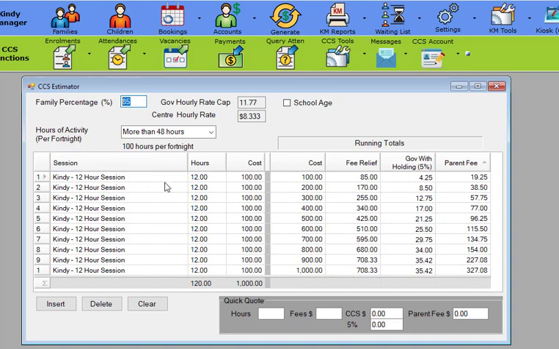So typically what a lot of centres do, and they do it now, is they might say, well, the centre is open for 12 hours, we're going to give you a 10-hour session. So we could use the bottom down here just to start off with the totals. 120 hours, $1,000.